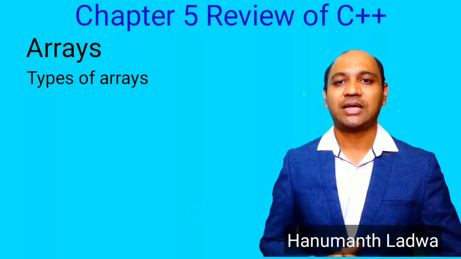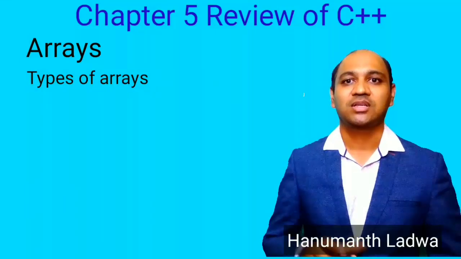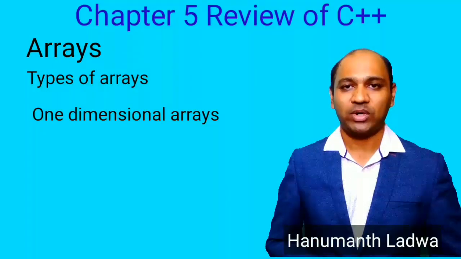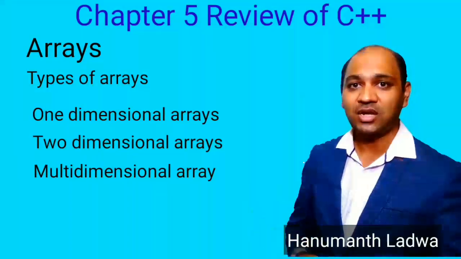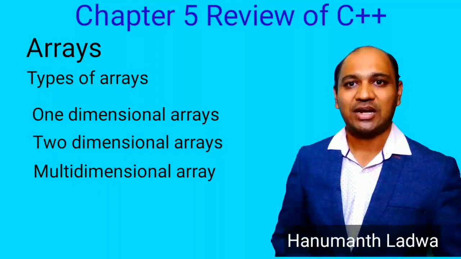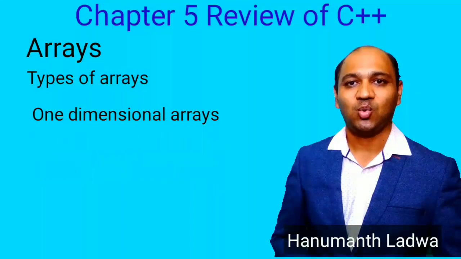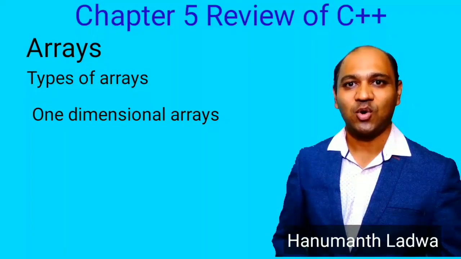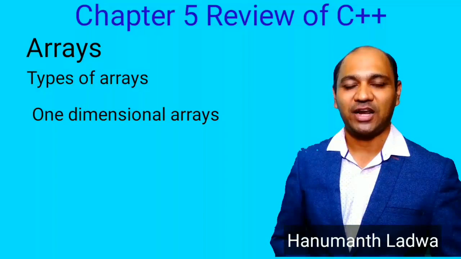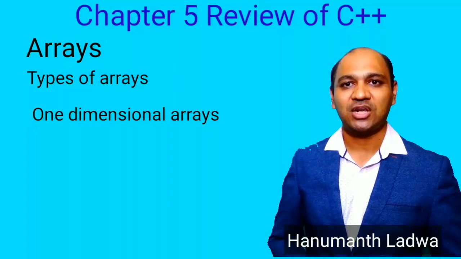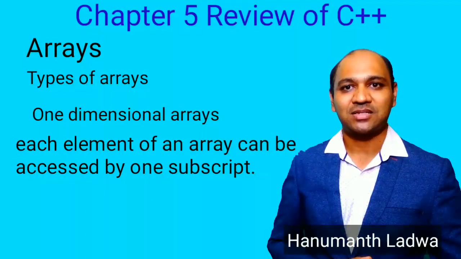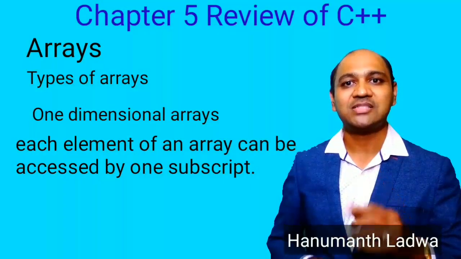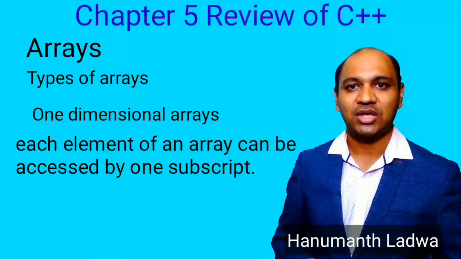Now let us study the types of arrays. There are three different types of arrays. The first one is one-dimensional array, the second one is two-dimensional array, and the third one is multi-dimensional arrays. Now let us continue with the first one, one-dimensional array. It is also called as single-dimensional array. What do you mean by one-dimensional array? Each element of an array can be accessed by means of only one subscript is called as one-dimensional array.